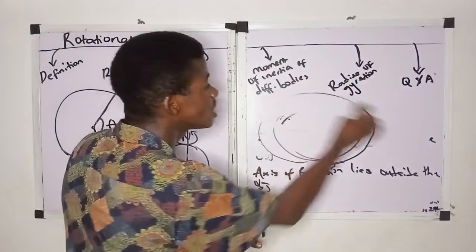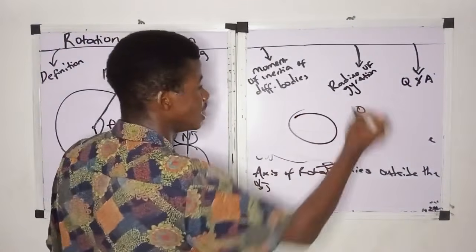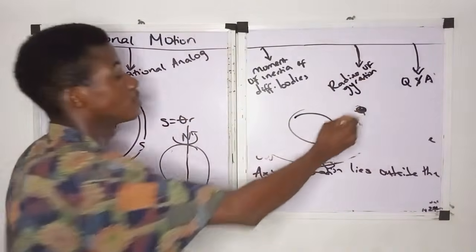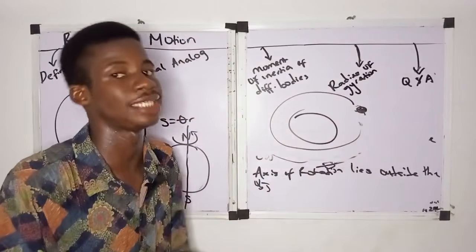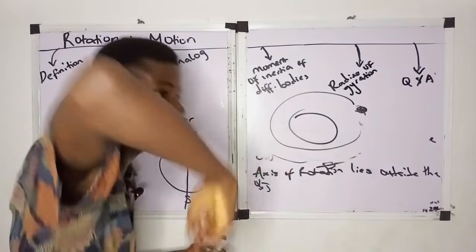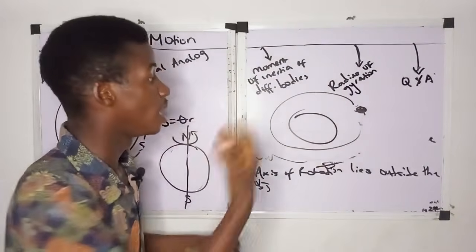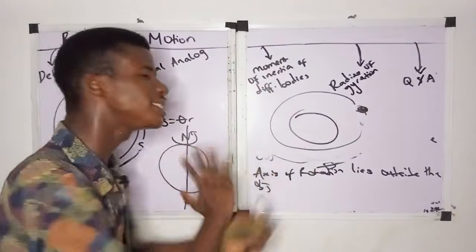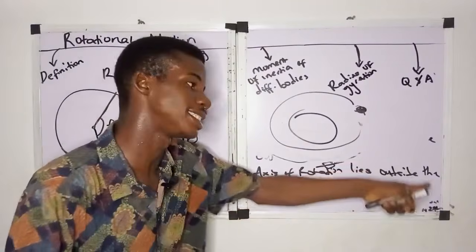Apart from that, the moon revolving around the Earth. The axis of rotation does not lie inside the moon. So the planet revolving around the sun, the moon revolving around the Earth, the Earth revolving around the sun as well, a vehicle moving around a roundabout, all these types of motion are circular motion because the axis of rotation lies outside the object.